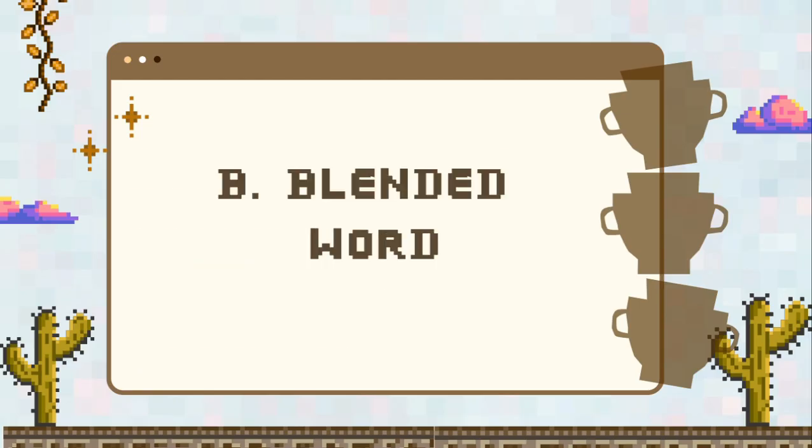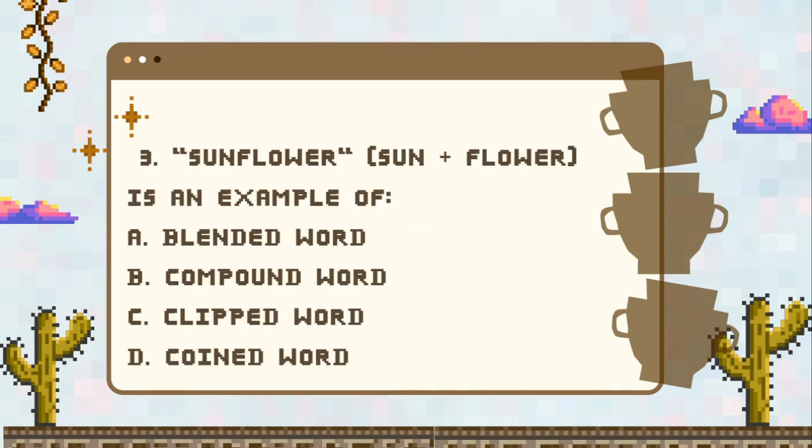And the third question is, sunflower, sun plus flower, is an example of: A, blended word; B, compound word; C, clipped word; D, coined word. So which one is the correct answer, guys?